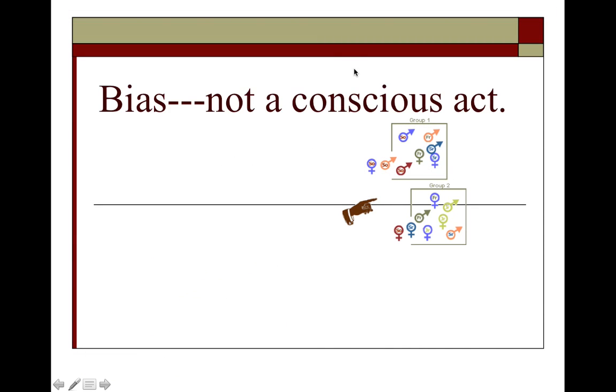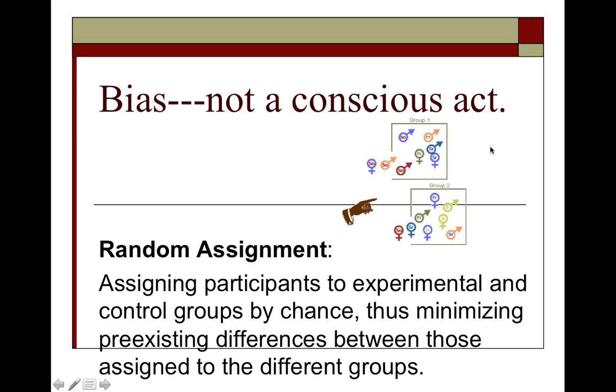One is random assignment. Random assignment allows for whoever is participating in the research design to be brought into either the control group or the experimental group by chance. So very similar to random sampling in surveys, with random assignment, let's say you have 100 participants, you would randomly select 50 for the control group and randomly select 50 for the experimental group, and that would minimize pre-existing differences between those assigned to the different groups. That will hopefully eliminate bias.